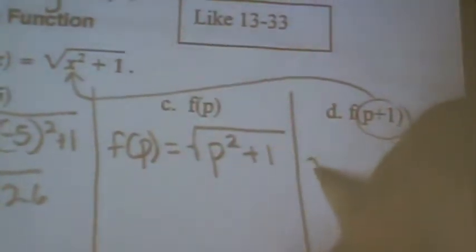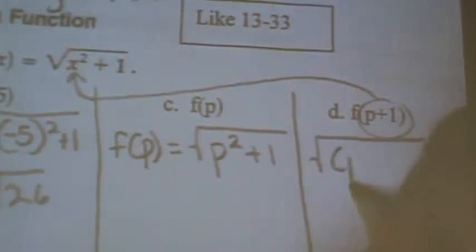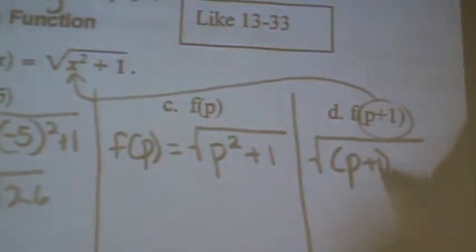Now look at this one. Look what they're giving us here now. This is f of p plus 1. Wherever you see x, you're going to put p plus 1. So what do you have here? What are you going to write? P plus 1 squared plus 1.